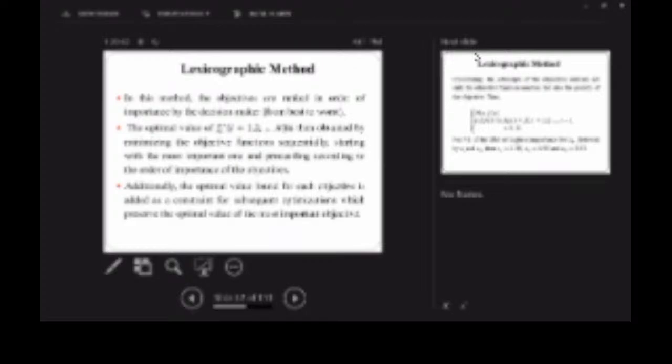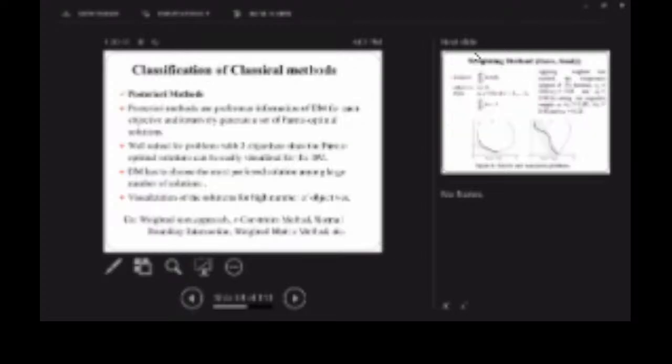Similarly, for the lexicographic approach, here also individually we are considering the goals. That means we first determine F1 star, then using this F1 star you determine F2 star, then using F1 and F2 star you determine F3 star and so on. That's why it is called the lexicographic approach, because you use the optimum value of the first objective to determine the second objective, and the first and second objectives to determine the third. So all are classical methods, and basically here you transform the multi-objective problem into a single objective, then solve.